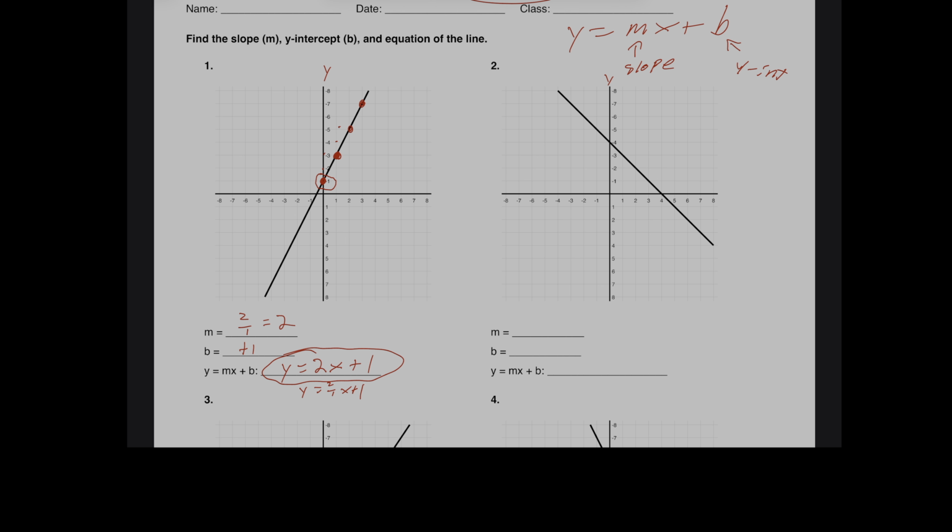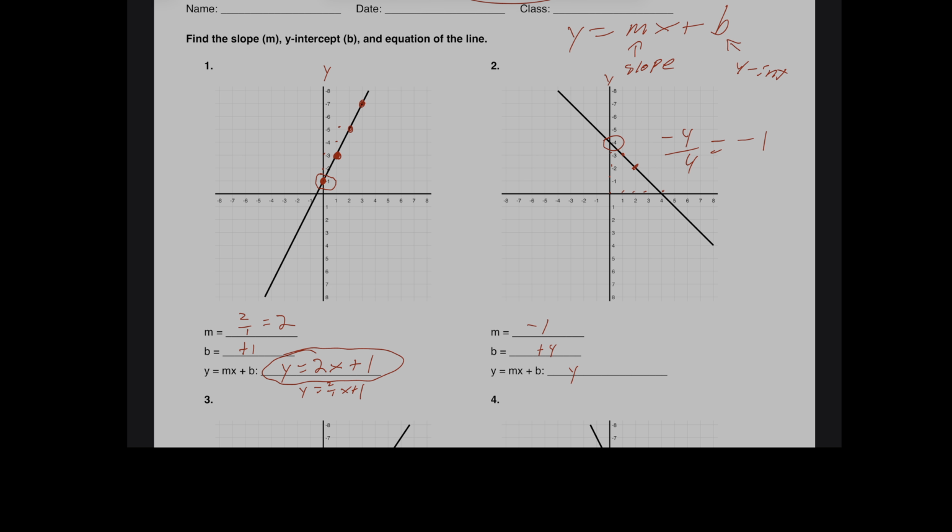Okay. So now on this one, number 2, I see that it goes down and to the right. So I know for sure that this is going to be a negative slope. And if you notice, it'll go down 1, 2, 3, 4, and then 1, 2, 3, 4. So it goes down 4 over 4. Now you can also notice that reduces to a negative 1, all right? Okay, and if you notice, down 1 over 1, down 1 over 1. So my m is going to be negative 1. My b, it crosses right here at positive 4.